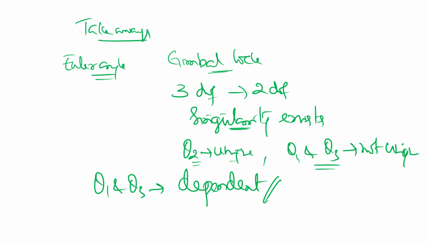This is common for all 12 configurations, which we have discussed at the start of the class. It has 12 configurations. For all these 12 configurations, we will have gimbal lock, singularity, then 3 DOF is reduced to 2 DOF.